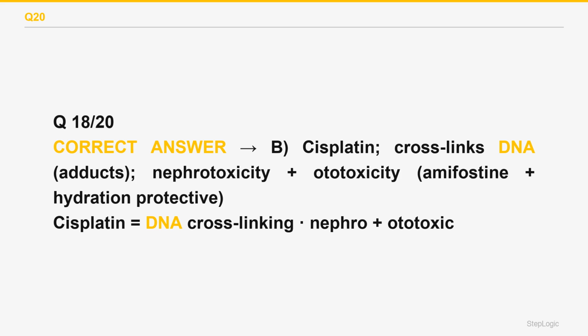Match the chemotoxicities once more. Cisplatin: nephro-ototoxic. Bleomycin: pulmonary fibrosis. Doxorubicin: cardiotoxic. Vincristine: neuropathy. Cyclophosphamide: hemorrhagic cystitis. The DNA cross-linking Cisplatin with nephrotoxicity and ototoxicity, protected by hydration and amifostine, is the answer.